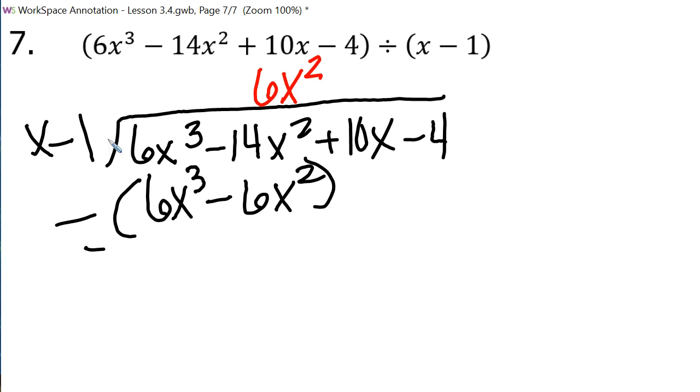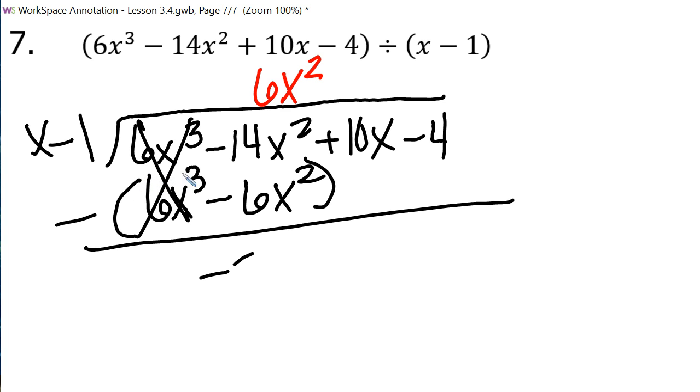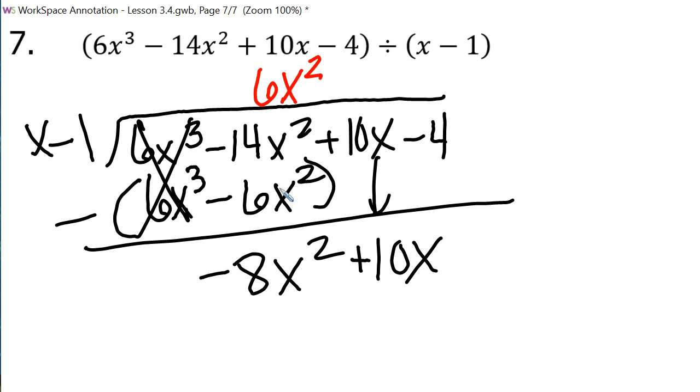So what is 6x cubed minus 6x cubed? 0. And be careful, because what happens when I subtract a negative? Changes to plus. So it's negative 14 plus 6. Negative 8 for the x squared. What's next? Bring down. Bring down. All of it, right? Just the 10x. Just keep 2 terms.